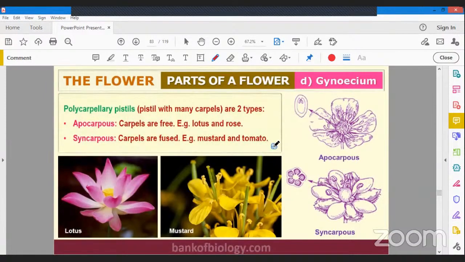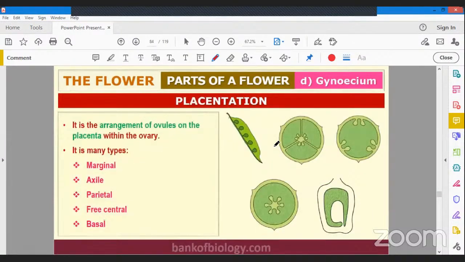Done. So we go to the next part, placentation. How the ovules are arranged on the placenta is important. Placentation is basically the arrangement of ovules on the placenta within the ovary. It is of many types: marginal, axial, parietal, free central, and basal placentation. So take it down.